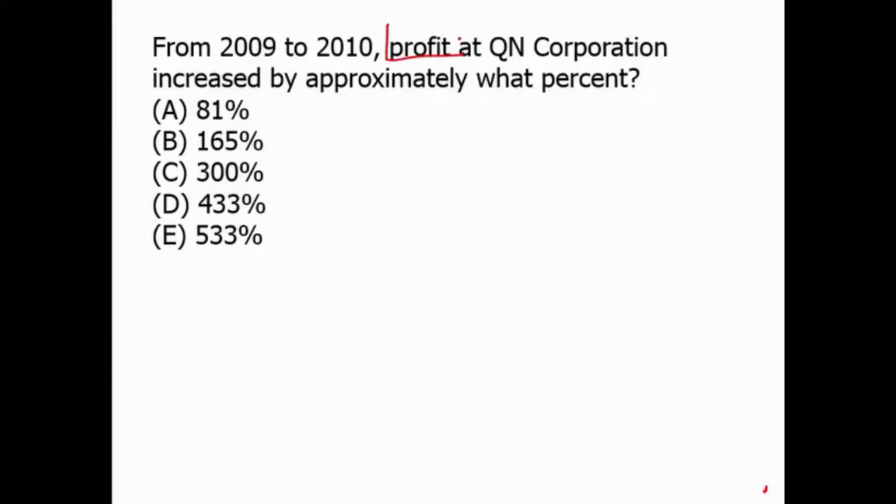From 2009 to 2010, the profit at QC Corporation increased by approximately what percent? So here we're looking at profit, and of course we're told in the text that profit equals revenue minus cost. So it's going to be the difference between the two lines on the graph. This is a good principle to know in general, that profit equals revenue minus cost. Notice that the answers are spread out and we get the word approximately, indicating that we can use a wild approximation for this. We don't necessarily need an exact calculation.